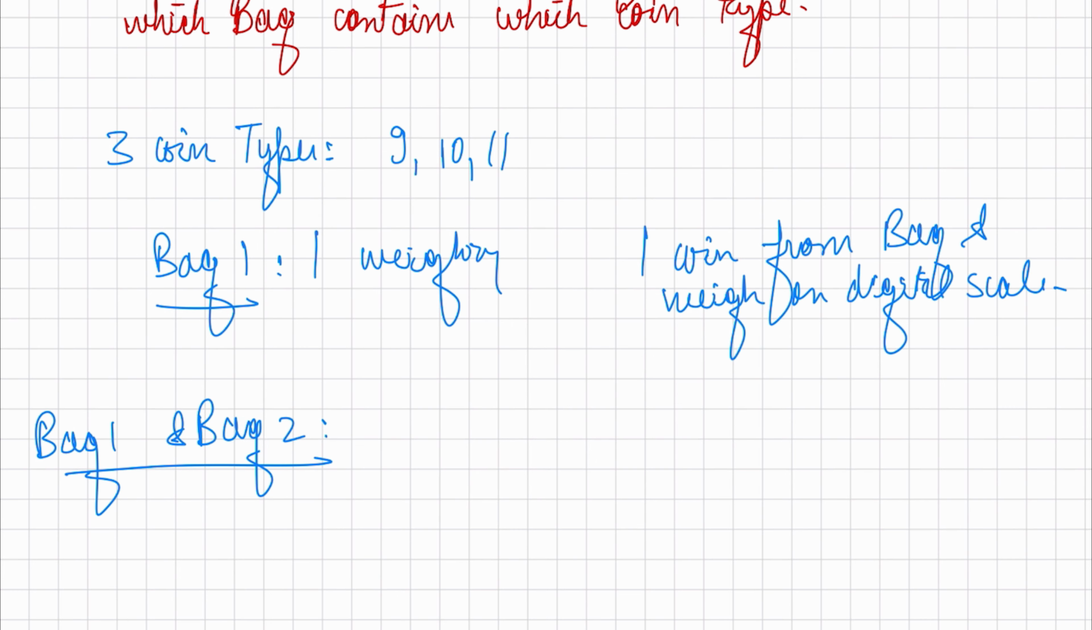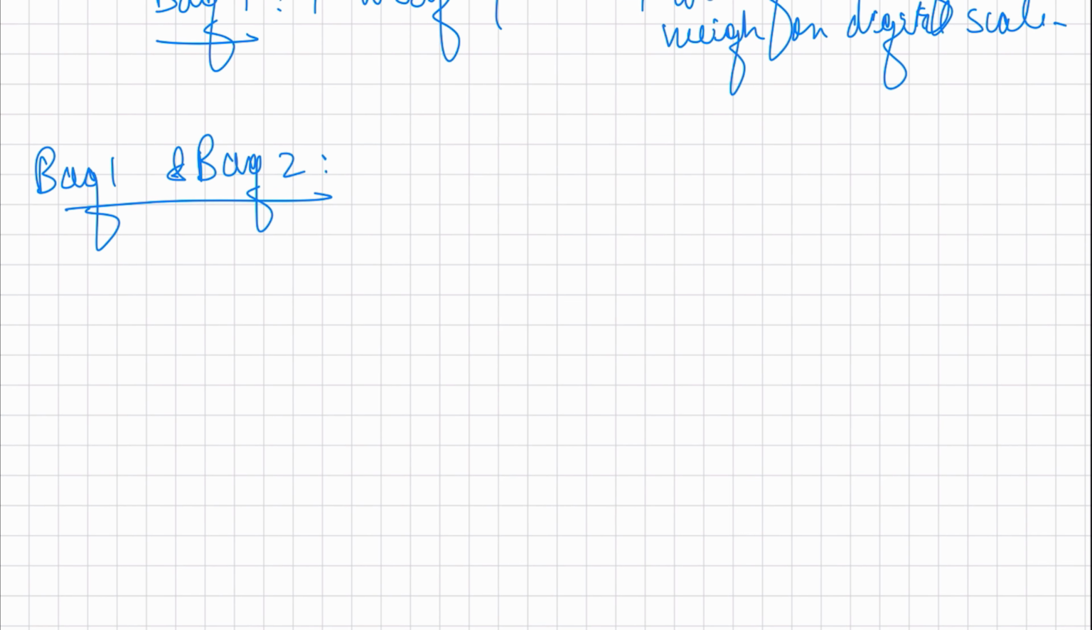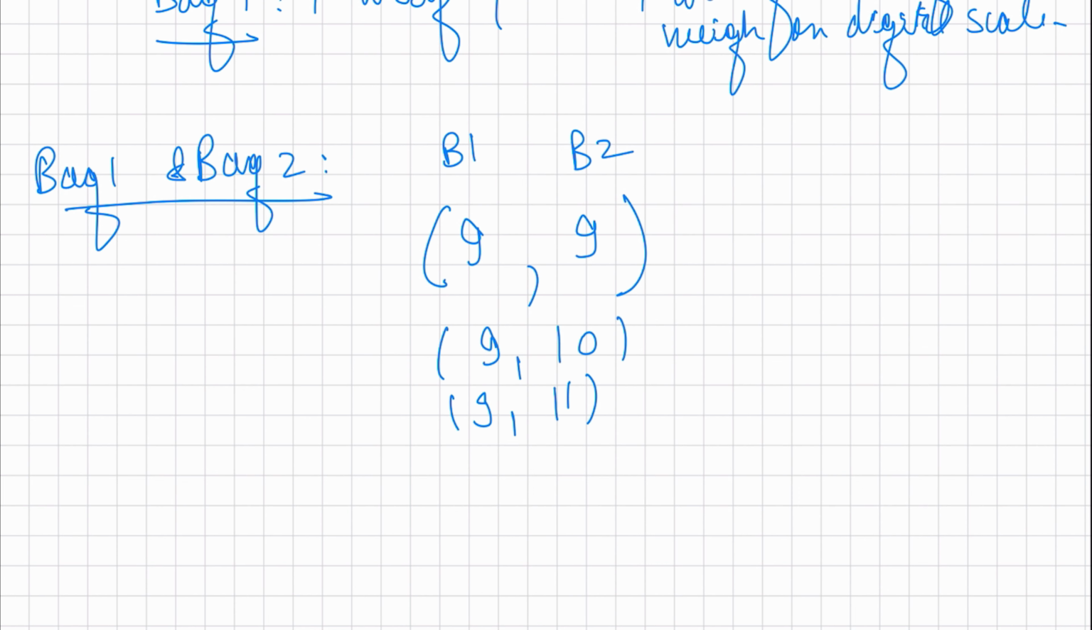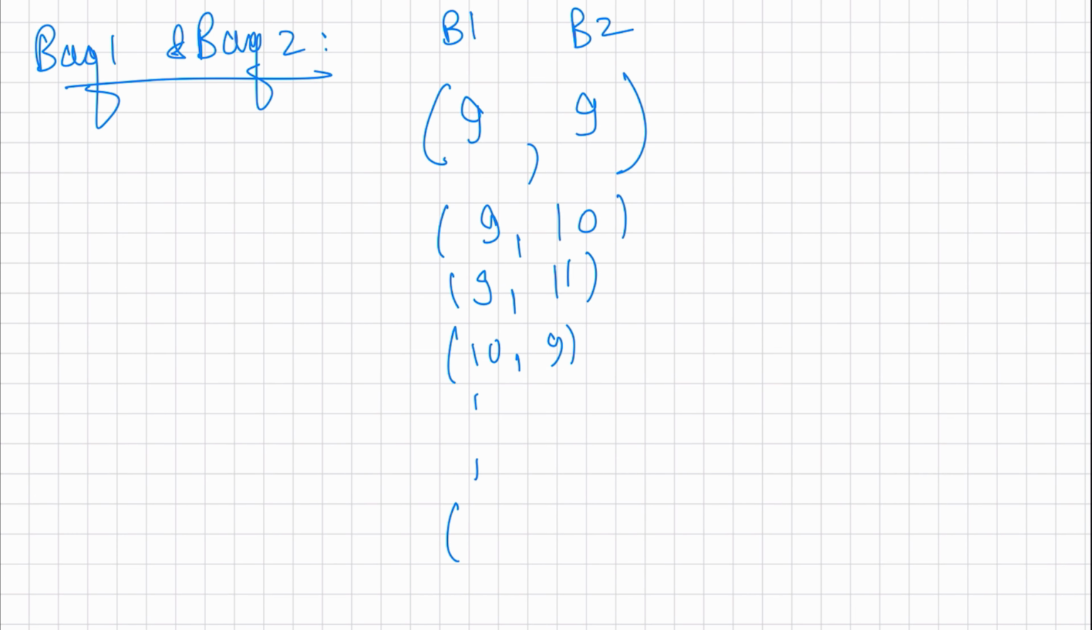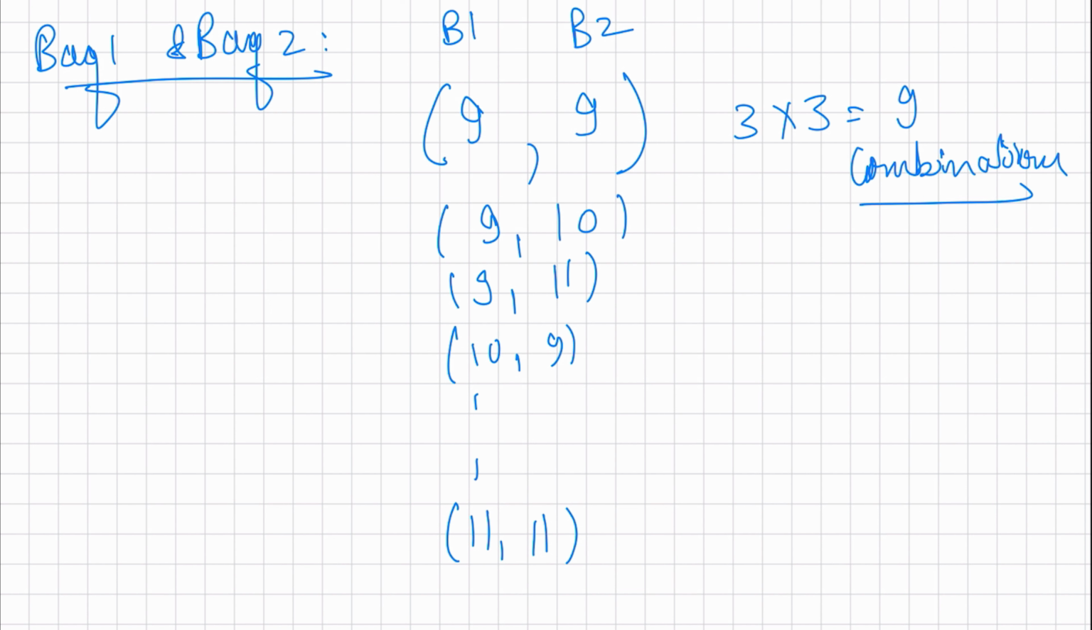What I mean to say is, if you look at 2 bags, what are all the possible combinations which can happen in this setup? Let's say bag 1, bag 2. I'm creating all possible combinations which can happen here. In bag 1, you can have a 9, and in bag 2, you can also have a 9. You can have a 9, 10. You can have a 9, 11. You can have a 10, 9, and so on. The last one is going to be 11, 11. So basically there are 3 times 3, which is 9 combinations, because there are 3 coin types and there are 2 bags, so 3 cross 3.